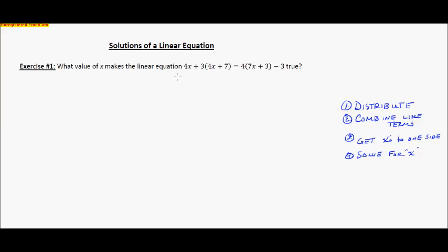So let's jump right into number one here, and we want to know what value of x makes the linear equation such and such true. So basically they're asking just solve for x, figure out what value of x will make this true. So I'm just going to rewrite the equation here so I can manipulate it more to this side of my page. And we have the same list on this side, like I mentioned. So we want to do number one.